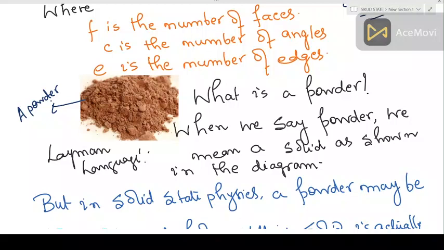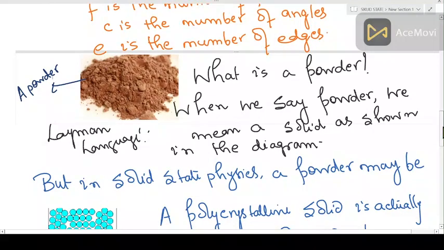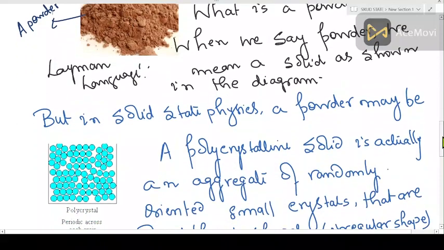But when you are a student of solid state physics, a student of graduation or post graduation, you must know that of course this one is a powder. It is not that the definition of powder is not valid here. But in solid state physics, or in the scientific term, a powder is a polycrystalline solid. Now what is a polycrystalline solid? Poly means many, crystalline means crystals.